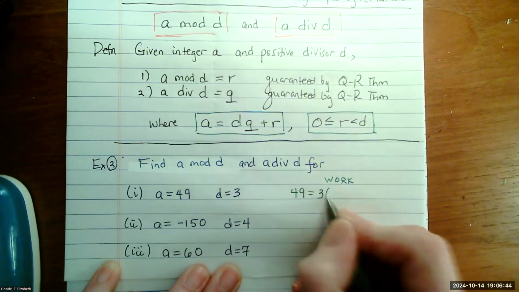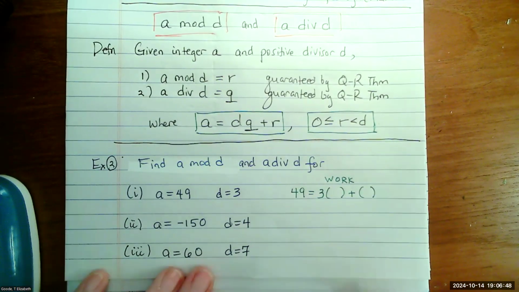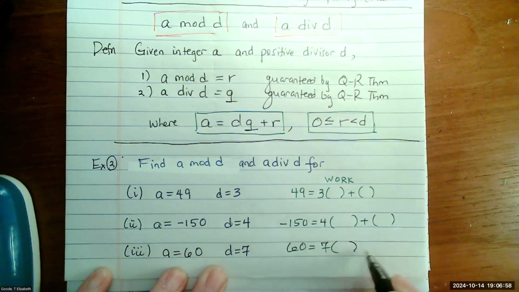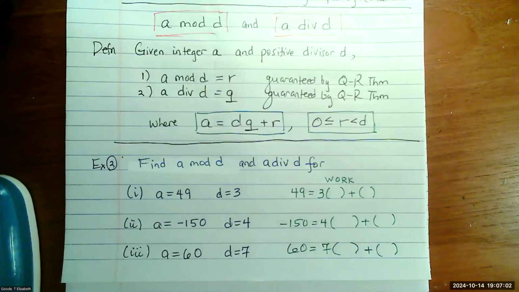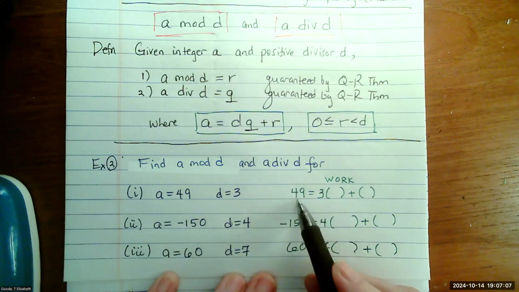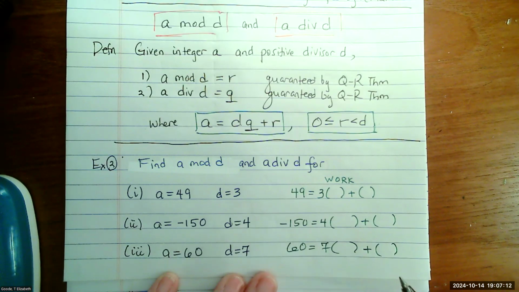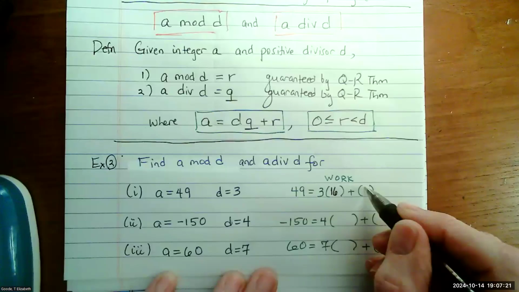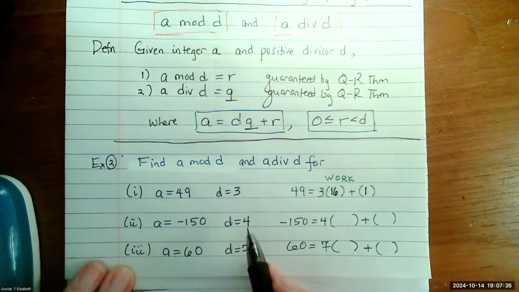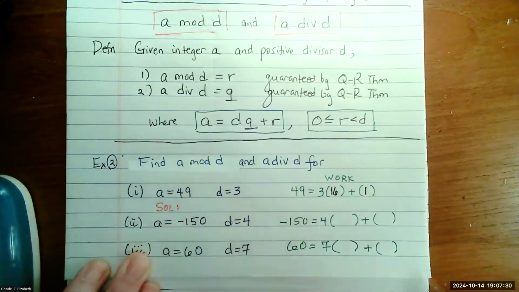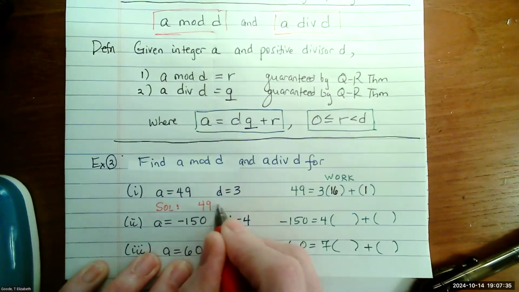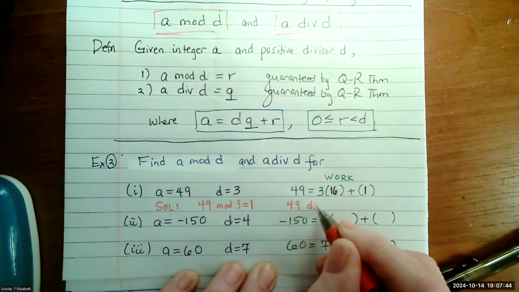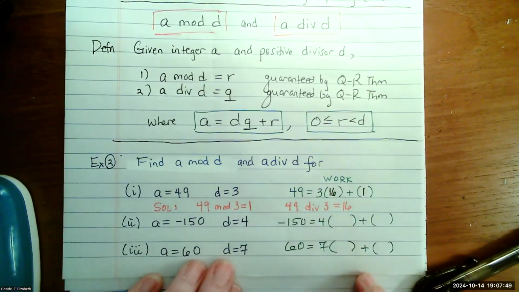So 49 is equal to 3 times something plus something. Negative 150 is going to equal 4 times something plus something. And 60 will equal 7 times something plus something. All right. So let's find these values. What's the quotient for this first one where A is 49 and D is 3? 16. That's right, because 16 times 3 is 48. And what's our remainder then? 1, of course, to get 49. Good. So our solution of 49 mod 3 is, okay, mod is the remainder, so that's 1. And 49 div 3 is the quotient, that's 16. So take a few minutes and do these other two.